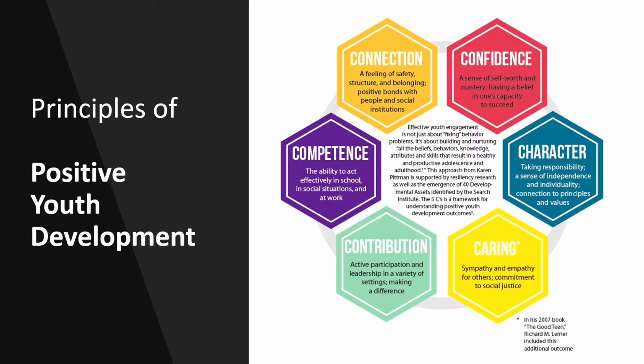Now, another way we could look at positive youth development is through what's known as the 5 or 6 C's of youth development. Under this model, researchers and practitioners outline 5 or 6 basic skills that youth need to develop in order to be well-adjusted and grow up in healthy ways. So, for example, getting a sense of connection, developing a feeling of competence, developing sympathy and empathy for others.